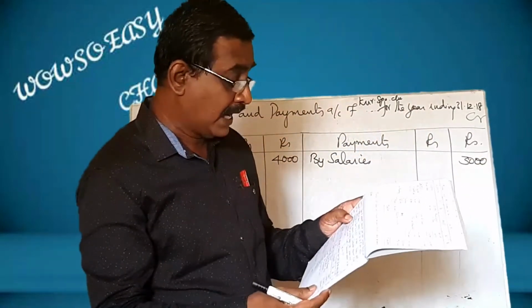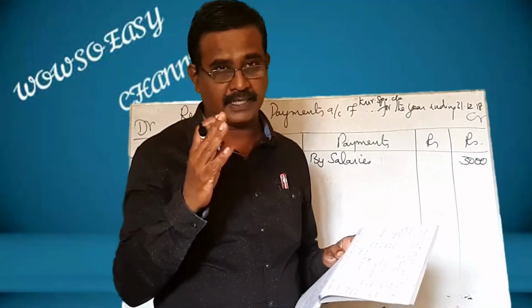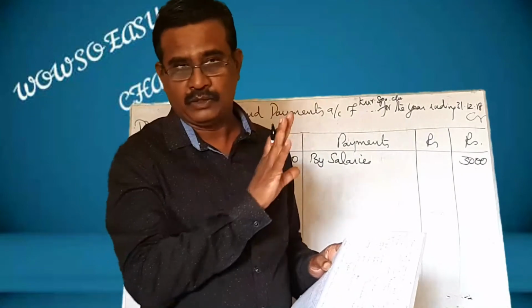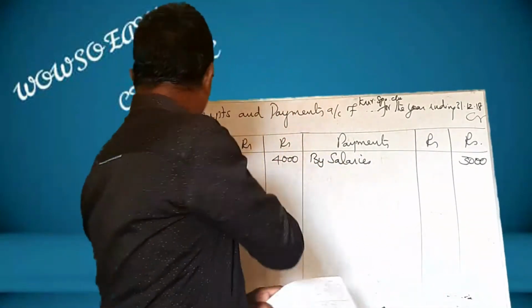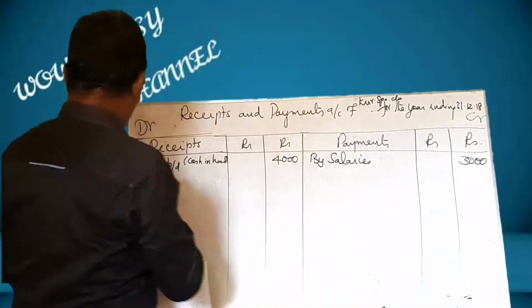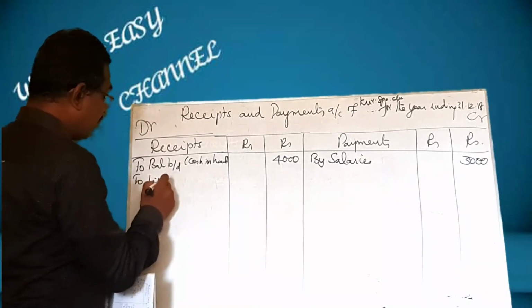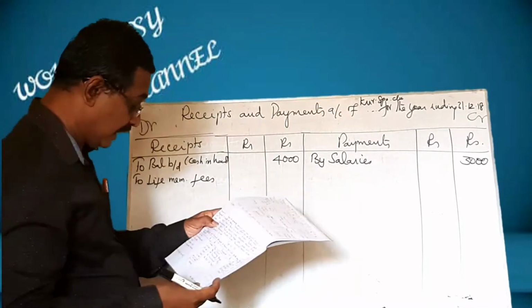Next, life membership fees. I told you that life membership fees is a capital item. You need not worry about that. Whether it is a capital item or a revenue item, don't worry about that. If money comes in, record it in the receipts side. Life membership fees are received, so I am going to write it on the debit side, the receipts side. Life membership fees. What is that amount? 10,000.